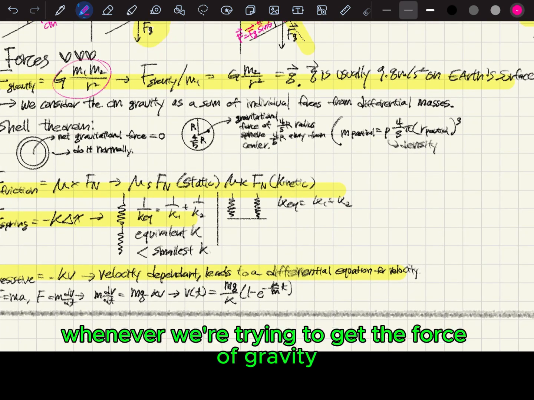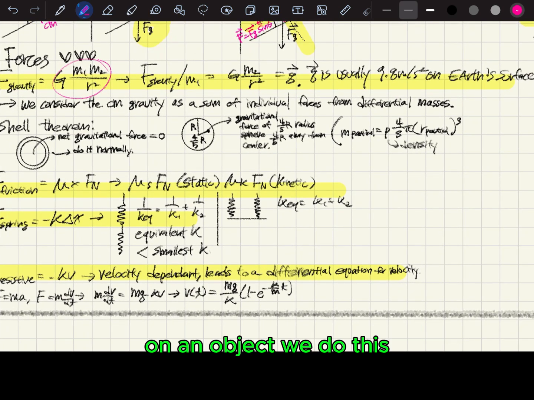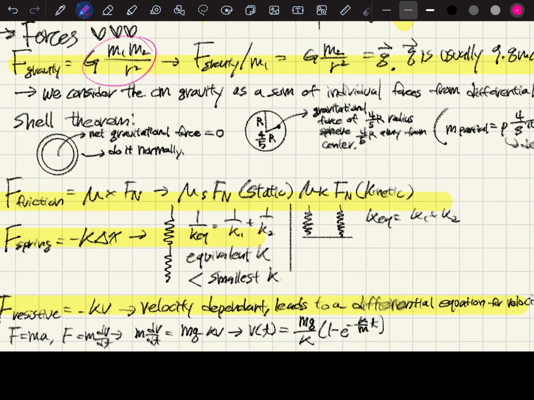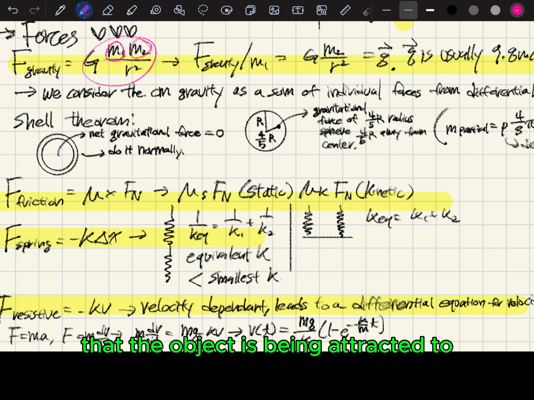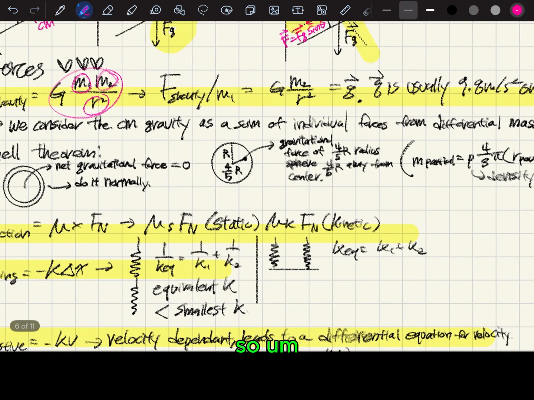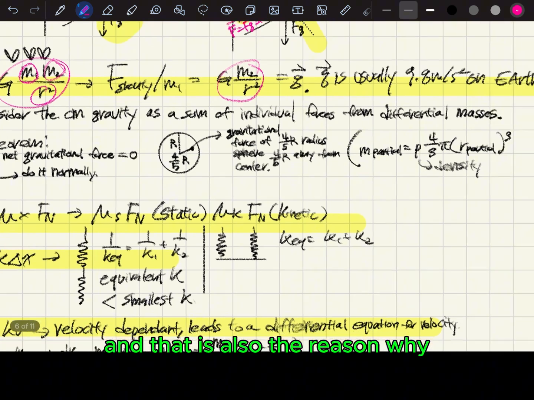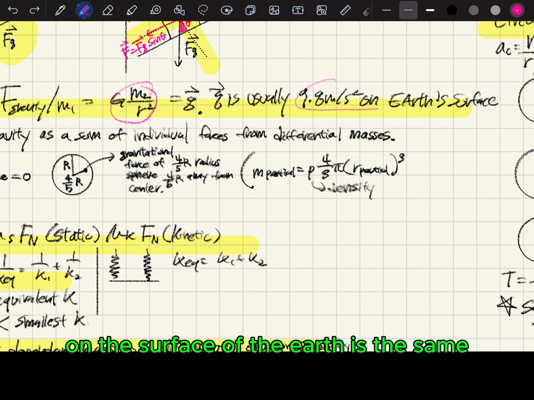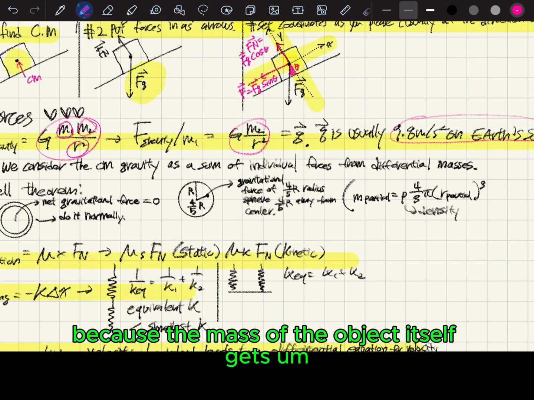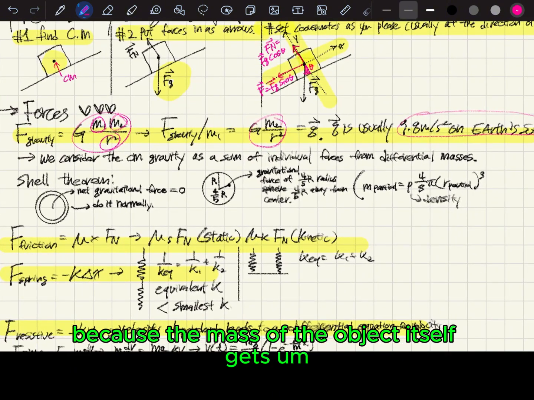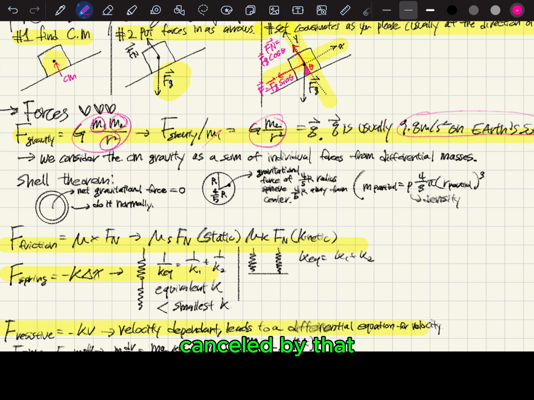So basically what we do whenever we're trying to get the force of gravity on an object, we do this. The mass of the object that the object is being attracted to, and the distance between those. So the force of gravity over mass will get this. And that is also the reason why the acceleration on the surface of the Earth is the same for all objects of all mass, because the mass of the object itself gets cancelled by that.